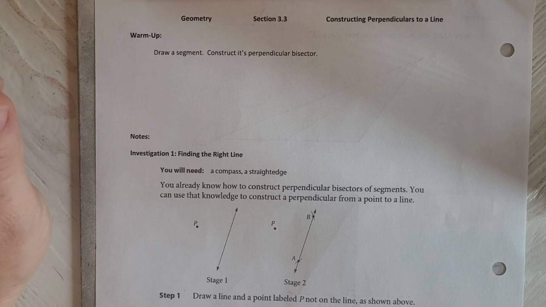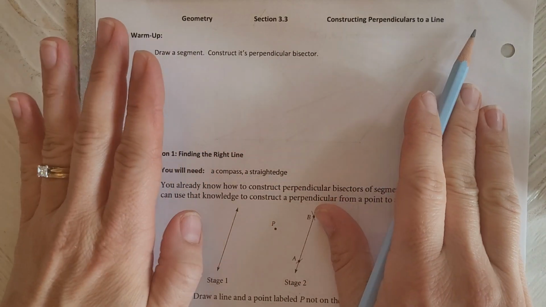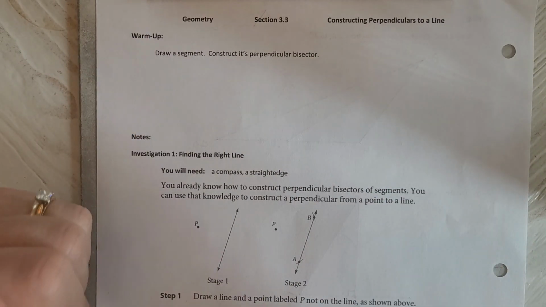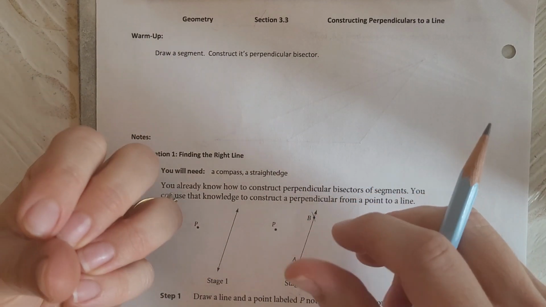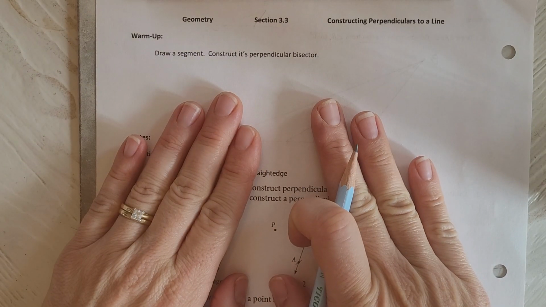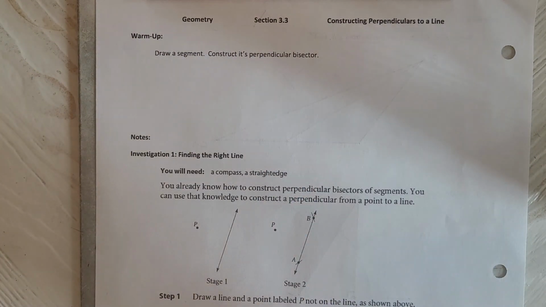In this lesson, we are going to look at constructing perpendiculars to a line. There's one main one that we're going to do, and then one that you could learn, actually. It's a little bit of a one-off. But this main one we definitely need to learn because we have some conjectures associated with it.